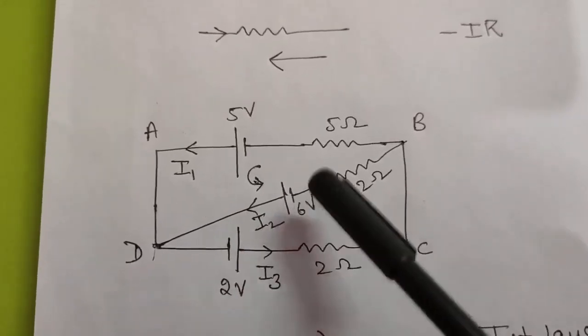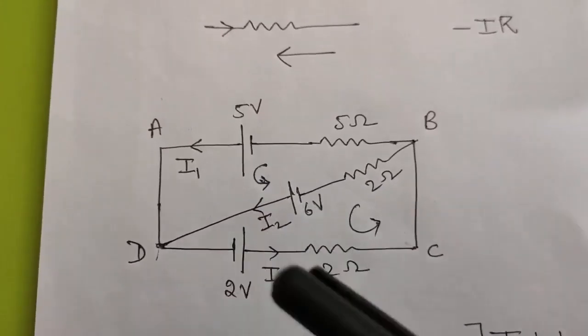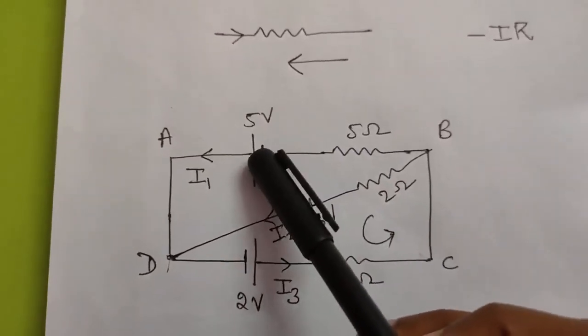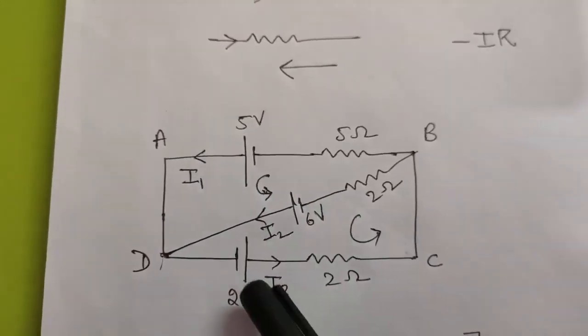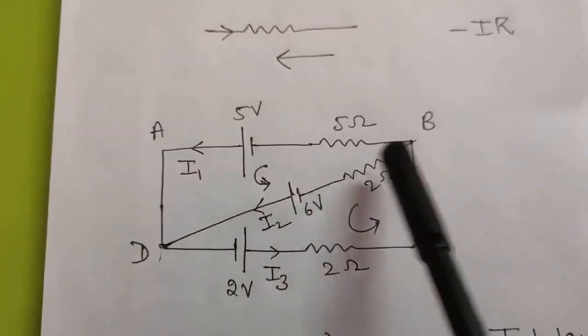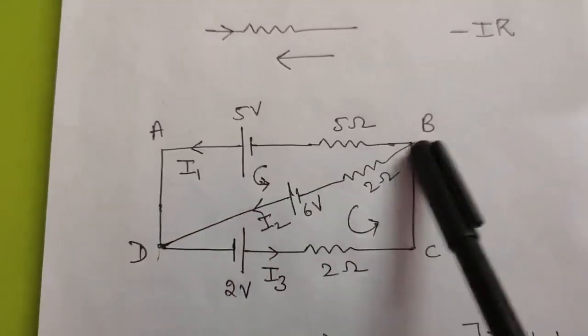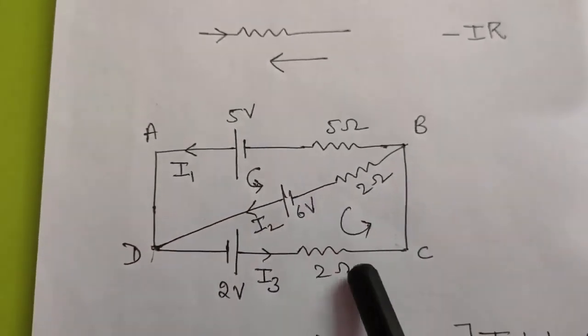We take as many currents as there are batteries. For example, here are 3 batteries, so we'll be taking 3 currents. Let us suppose from this battery I1 current is flowing, from this battery I2 current is flowing, and from this battery I3 current is flowing. So now we have current in all 3 branches of this circuit, that is AB, DB and CD.